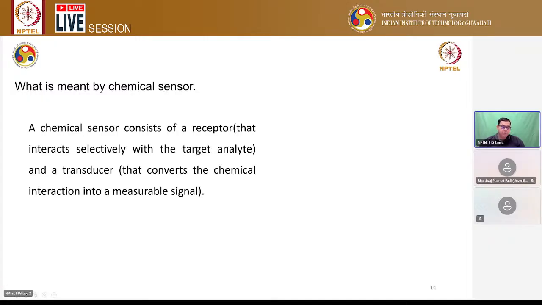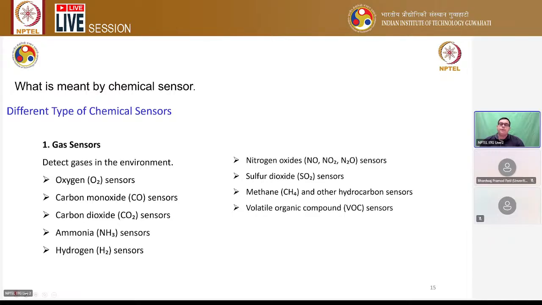If you add more detail, the measurable signal should be compatible with the interface circuit that we have and other things. Two crucial parts are the receptor and the transducer, and the third crucial part for chemical sensors is the electrical circuit on which it is built up. There can be different types of chemical sensors, and mostly these are in terms of liquids, certain solids, and certain vapors.